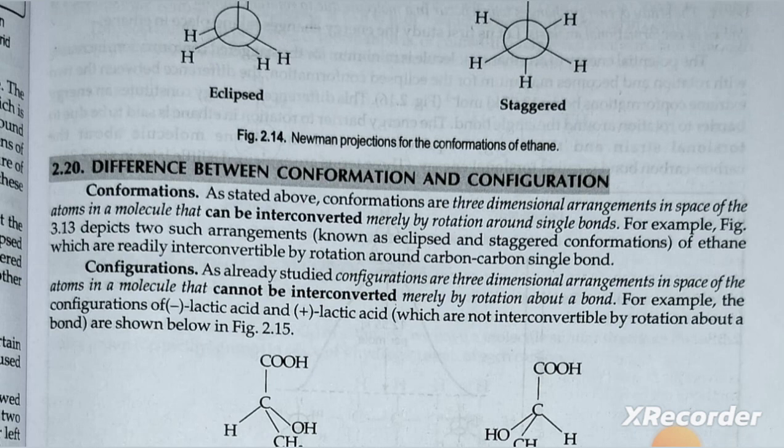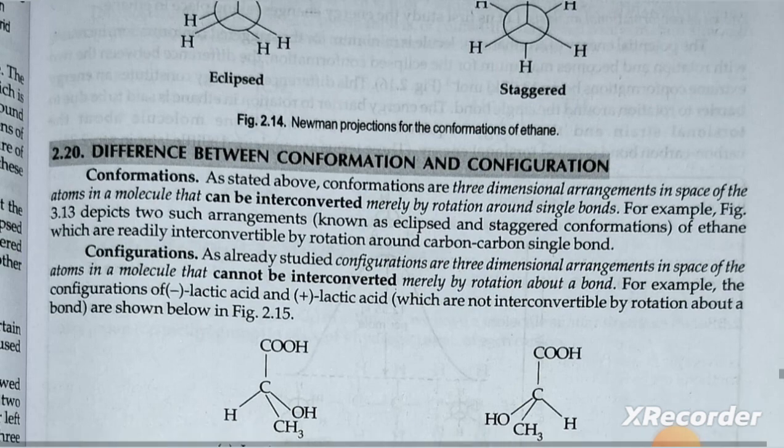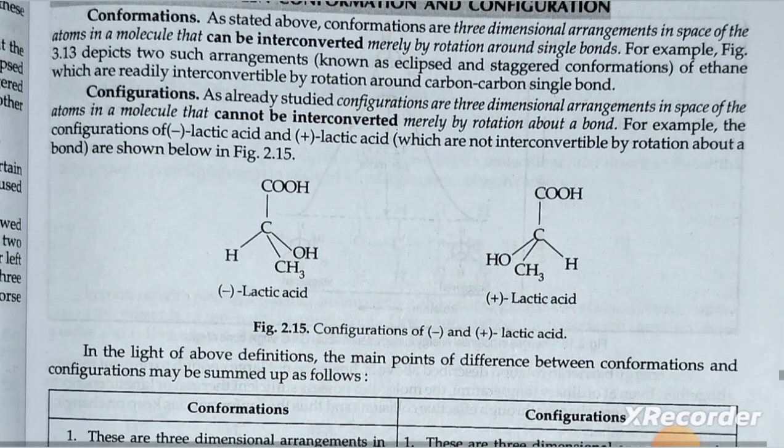And the second is configuration. As already studied, configurations are three-dimensional arrangements in space of atoms in a molecule that cannot be interconverted merely by rotation about a bond. For example, the configurations of minus lactic acid and plus lactic acid, which are not interconvertible by rotation about the bond, are shown below in figure 2.15.